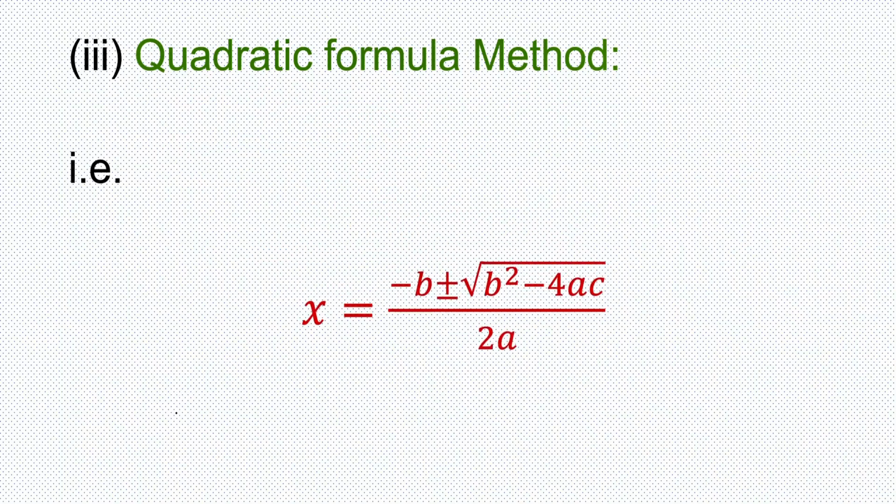Then let's go to method 3, the use of the quadratic formula. We say that the quadratic formula is of the form x equals negative b plus or minus the square root of b squared minus 4ac, the whole of it divided by 2a. So this is the method we use to solve for any variable in a given quadratic equation. It is x equals negative b plus or minus the square root of b squared minus 4ac, the whole of it divided by 2a.